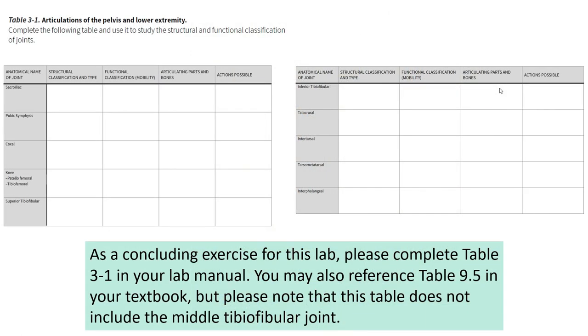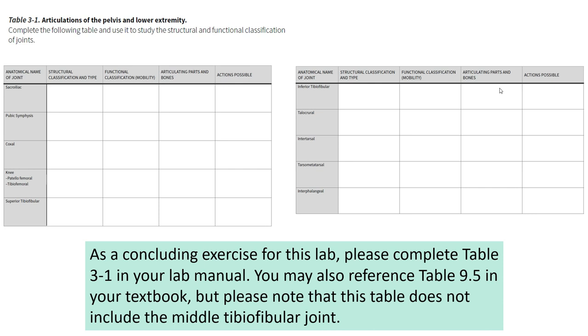What we would like you to do is, as an exercise, this is just showing you a little overview of that table 3.1 from your lab manual. This gives you the spot to note for each of those anatomical joints that you've been presented with. I want you to mark in there and fill out what is the structural classification and type. So don't just put fibrous, cartilaginous, or synovial. What type of fibrous, what type of cartilaginous, what type of synovial as well.